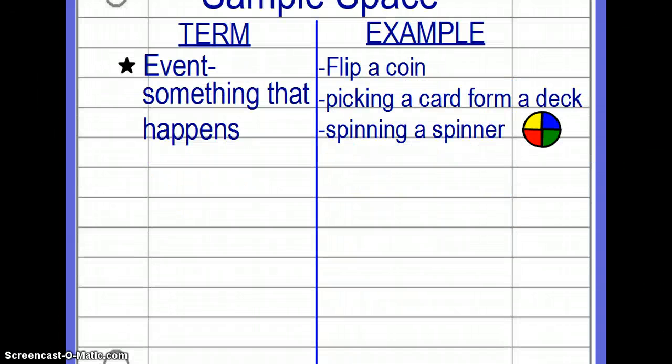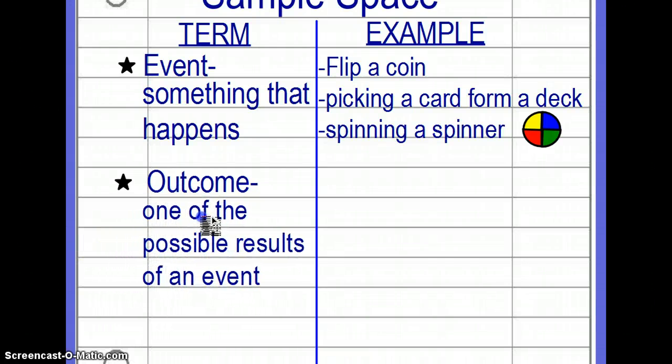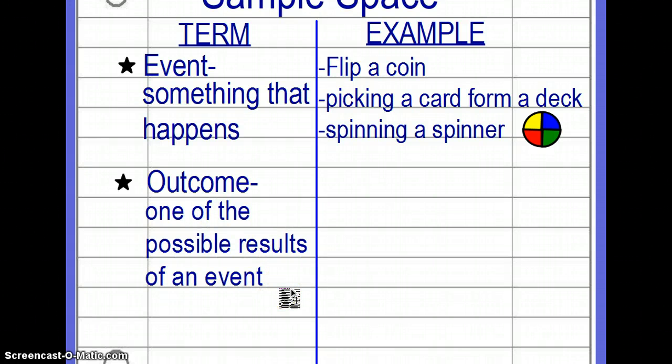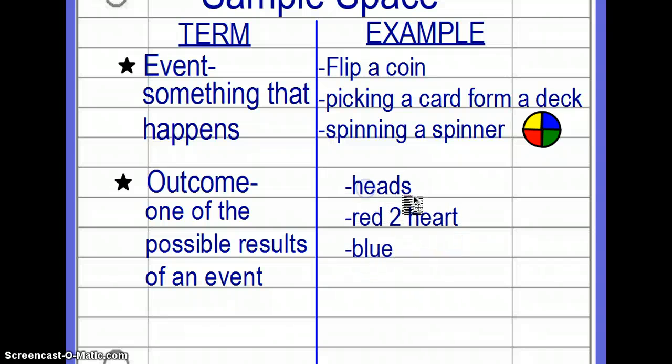The next term that we're going to deal with is the term outcome. An outcome is one of the possible results of an event. So using these same events from the top, one of the outcomes from flipping a coin could be flipping a heads. From picking a card from a deck, you could pick a card, and that card could be a red 2 that is a heart. And spinning the spinner, if you spin, you could get a blue.